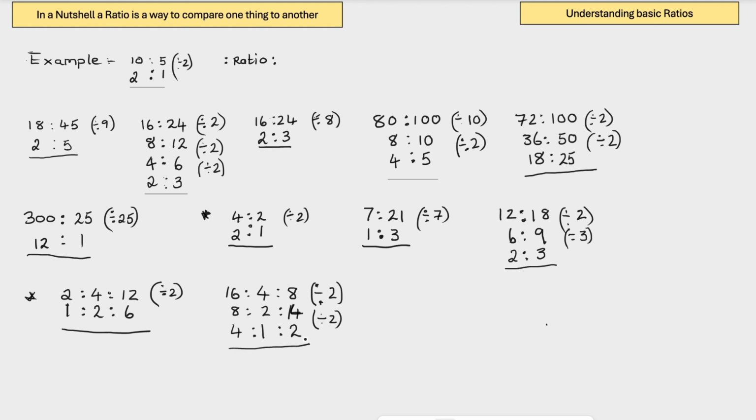I mean, this is a full basic ratio, okay? You need to understand this before we move on to the other videos. So good luck. Really get this in your noggin. And then try the other videos.